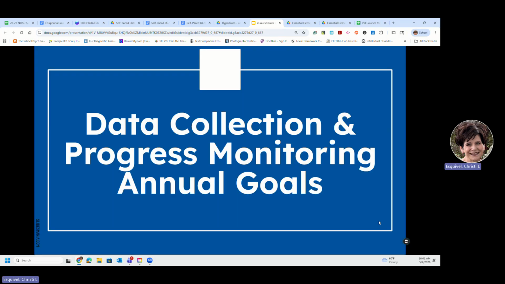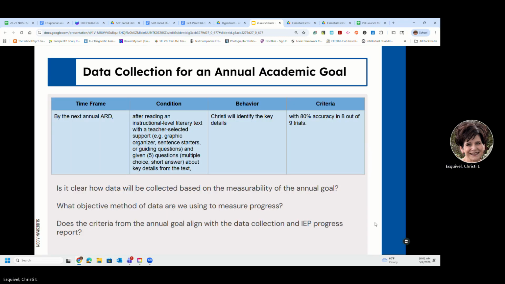Let's review the progress of data collection, including measuring versus monitoring. Look at this annual academic goal. By the next annual ARD, after reading an instructional level literary text with teacher-selected supports, for example, graphic organizers, sentence starters, or guiding questions, and given 5 questions, either multiple choice or short answer, about key details from the text, Christy will identify the key details with 80% accuracy in 8 out of 9 trials.